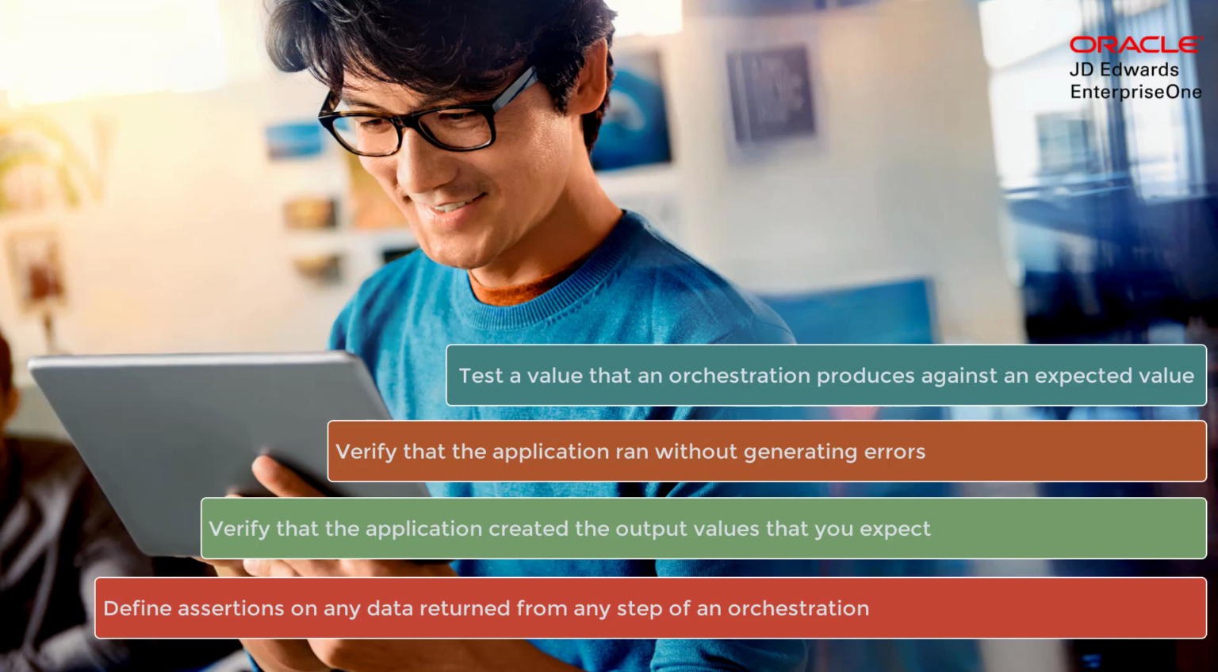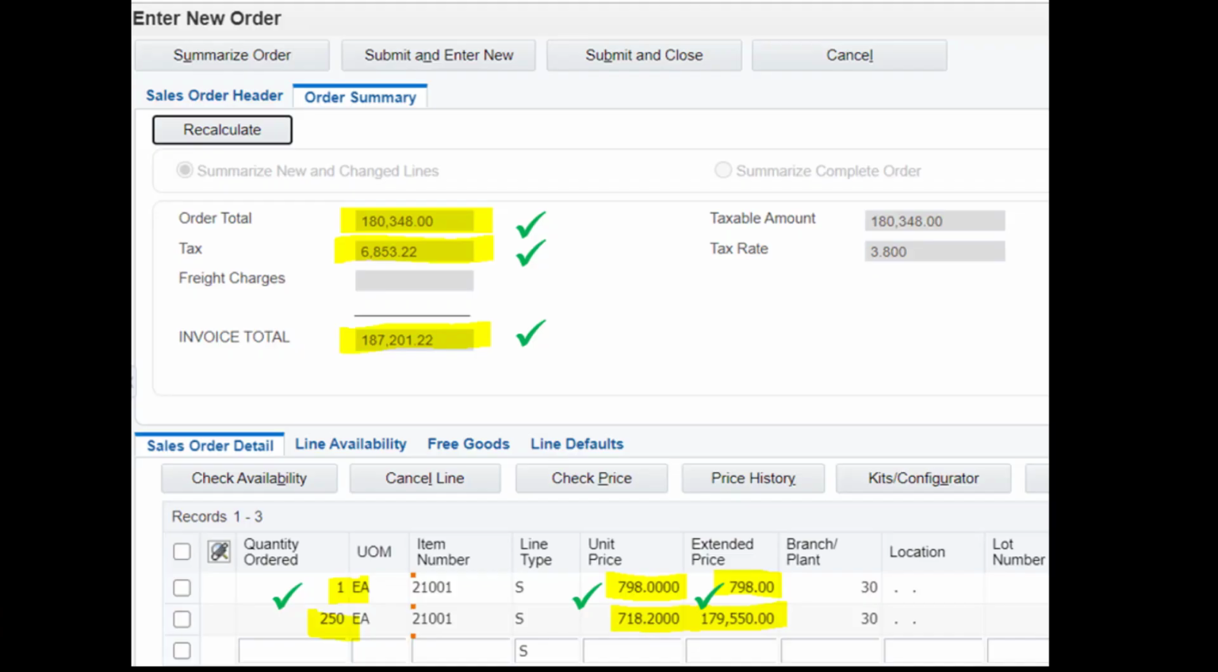In this quick tour, you will see how to use the process recorder to capture the process of entering a sales order and also capture the expected values, that is, the assertions, for that transaction. Then, you will see how to build an orchestration to create a sales order and test the assertions.